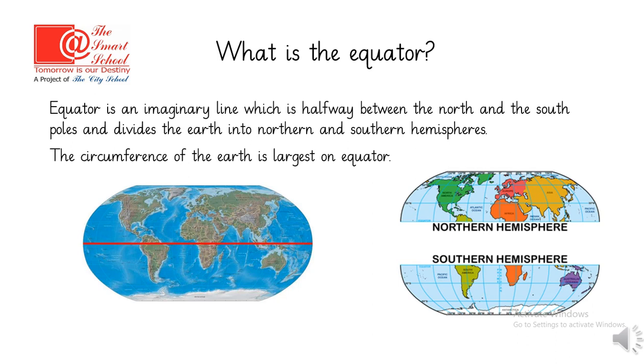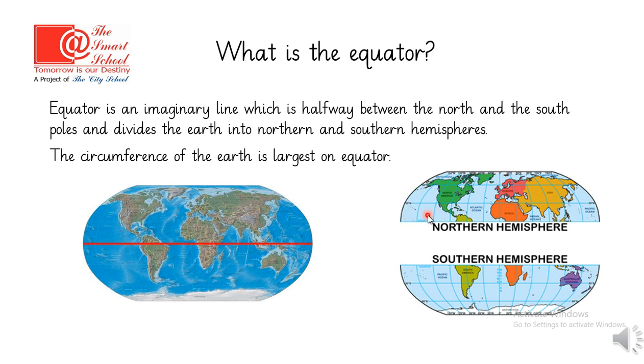What is the equator? I told you about the equator, that it is an imaginary line. Now let's see in detail what equator is. Equator is an imaginary line which is halfway between north and the south poles and divides the earth into northern and southern hemispheres. Now see this red line, this is the equator.